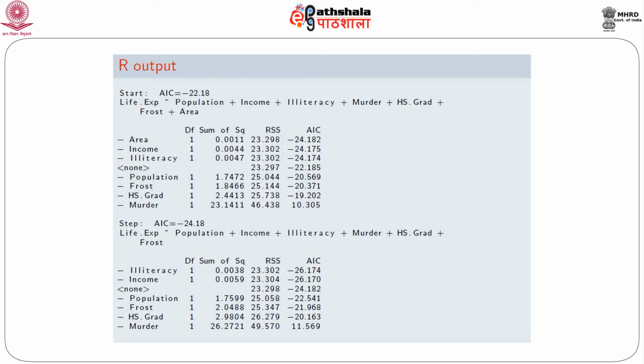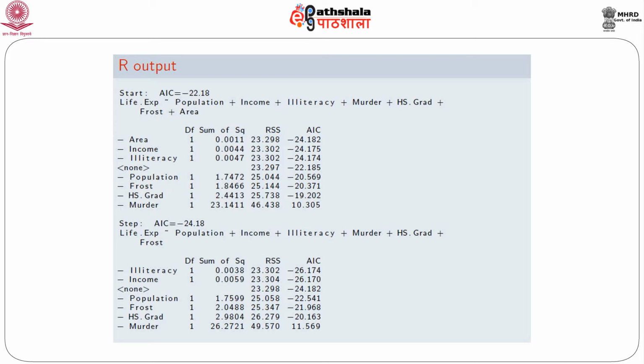So, we know that the smaller the AIC, the better the model. The one with the lowest AIC, which is negative 26.174, corresponds to the removal of illiteracy, so that is the best model. So, the next model that we have is with population, income, murder, HS grad plus frost, which means we have removed area and we have removed illiteracy from our model.